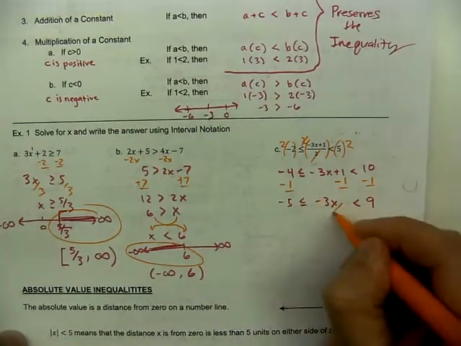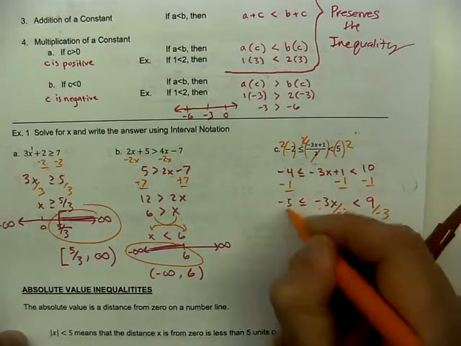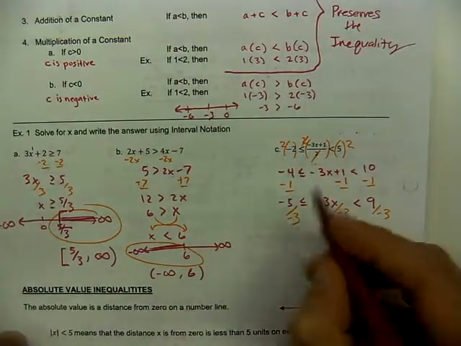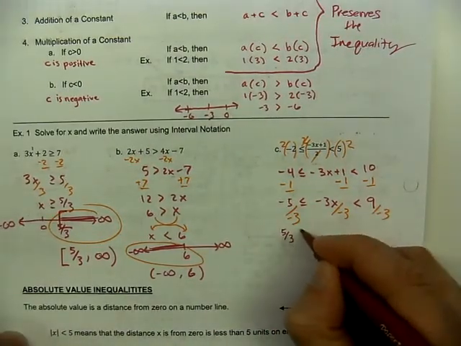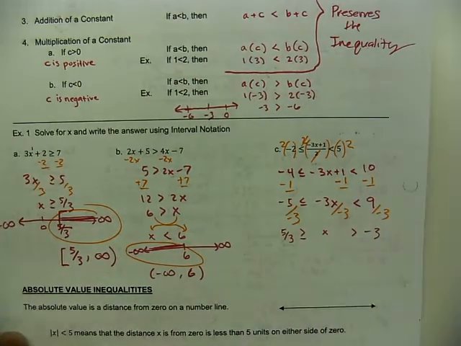Lastly, we're dividing away the negative 3, and because that's a division with a negative, we have to change the direction of our inequality. So we have a positive 5/3 now greater than or equal to x, which in turn is greater than negative 3.